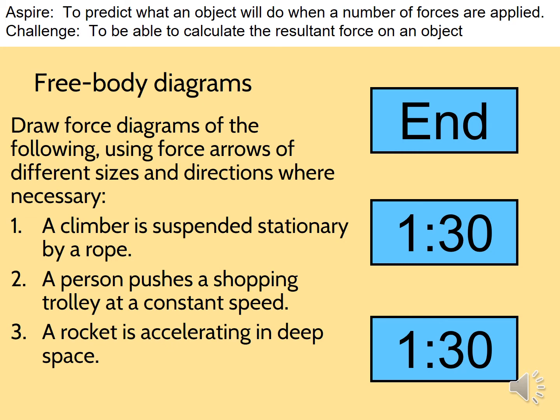Okay, so in answering question 1, let's just be clear that you've labelled your 2 forces on the stationary character who is suspended by the rope, and that you have shown the size of the forces by the length of the arrows. Okay, let's move on to question 2, and I'll run through the answers with you afterwards.